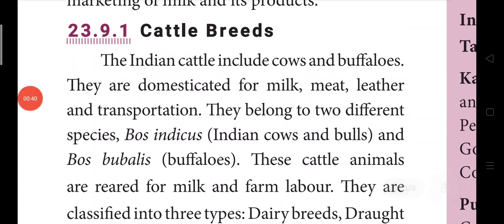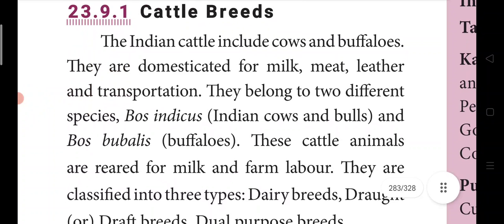Cattle breeds. The Indian cattle include cows and buffaloes. So mostly the Indian cattle means cows and buffaloes only. We are completely reliant on milk and milk products. Milk and milk products are a very important source for human beings, because they give most of the proteins for human beings, which is very important for our diet also.